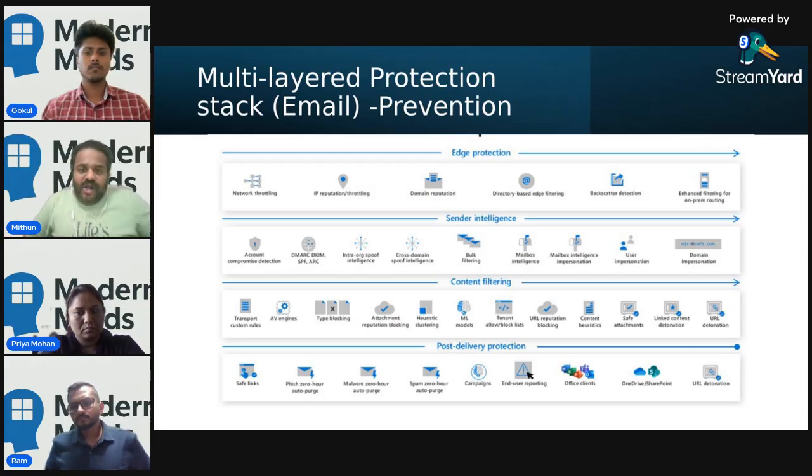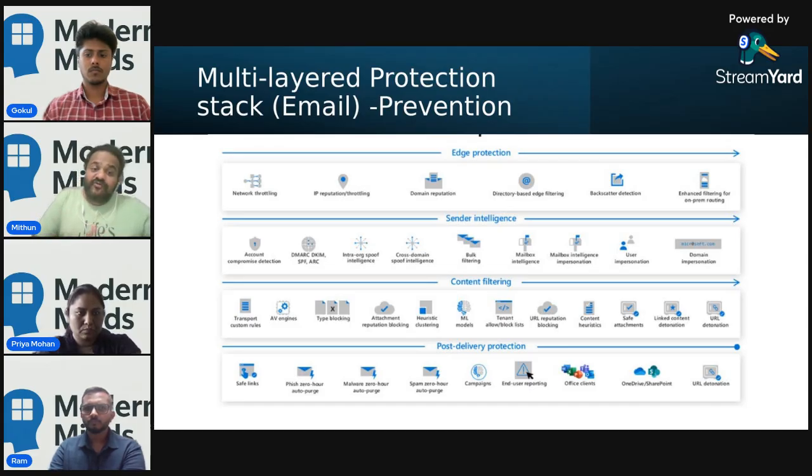Moving on to content filtering. The content filtering will have transport rules, because we discussed how exactly a transport rule works. You can do customization. And we have AV engines we discussed in the EOP section. We have Microsoft AV engines, with the help of which we will be able to classify a list of known malicious attacks. And type blocking.